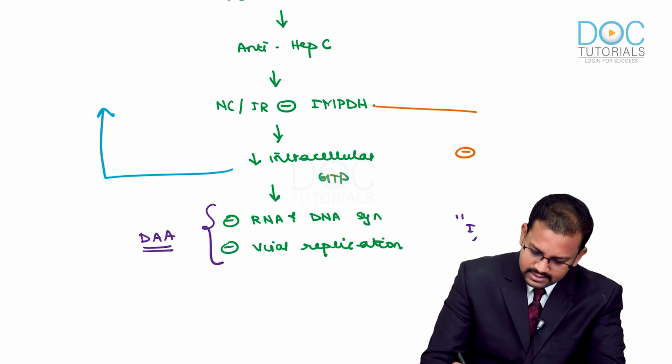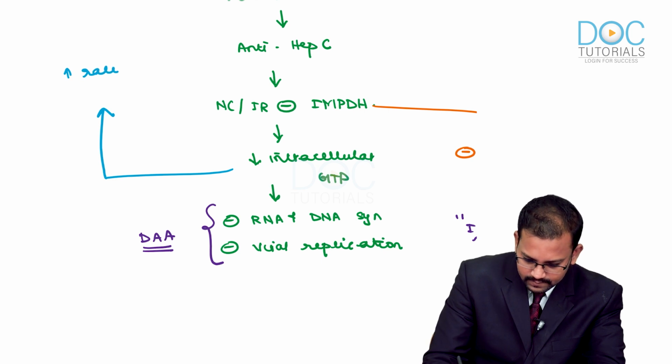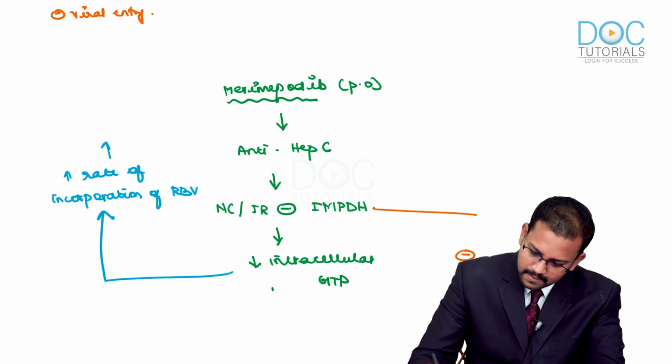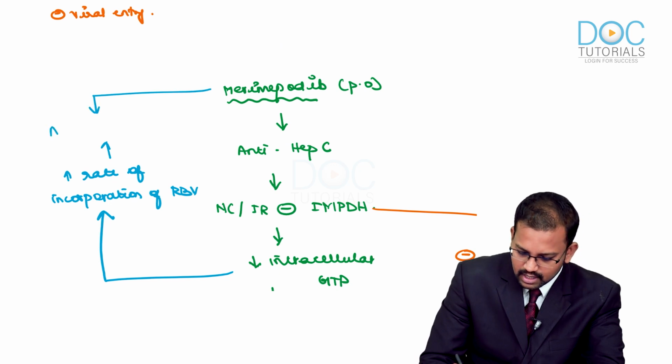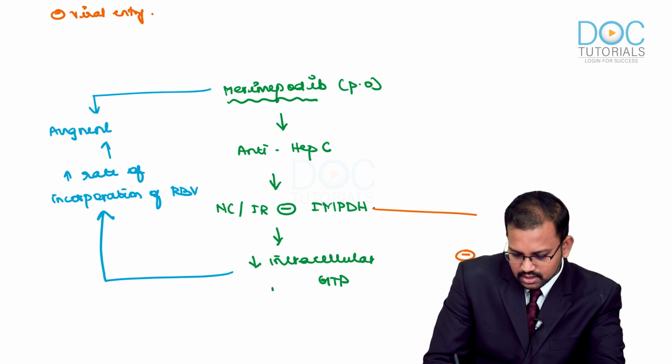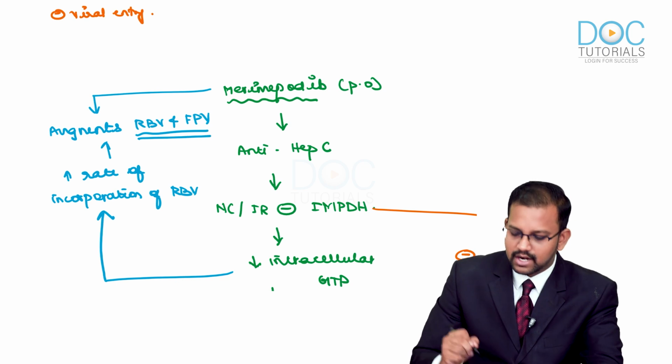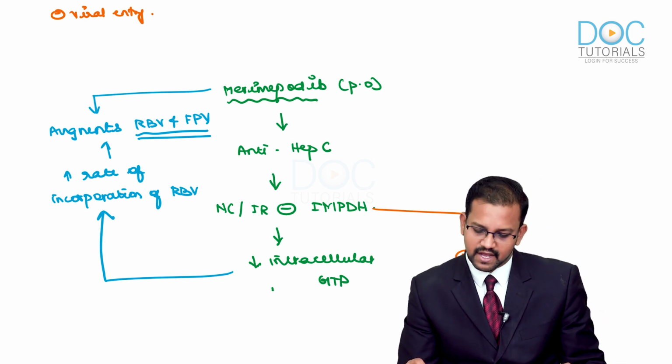Now, as it is decreasing the GTP molecules, it also tends to increase the rate of incorporation of Ribavirin. And that's the reason why Merimpodib can be given as an augmenting agent. It augments the action of Ribavirin and Favipiravir.